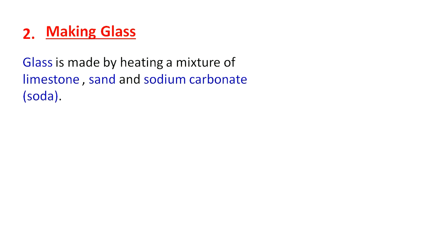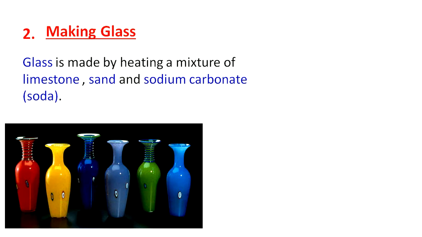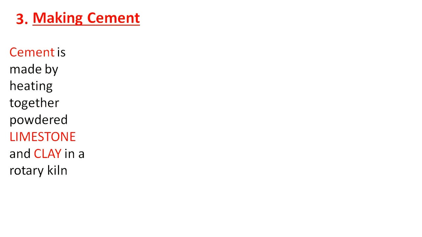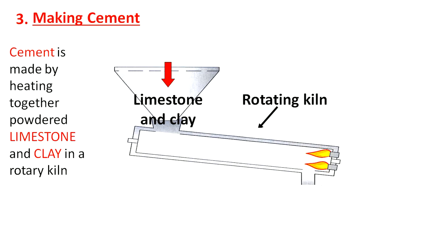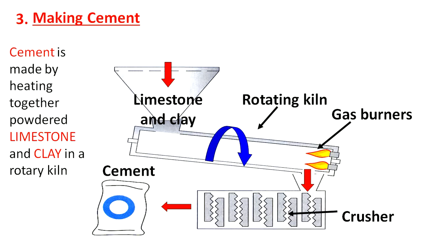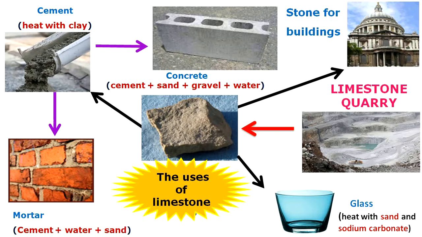Use number 2, making glass. Glass is made by heating a mixture of limestone, sand, and sodium carbonate, also known as soda. Use number 3, making cement. Cement is made by heating together powdered limestone and clay in a rotary kiln. This is a summary of the many uses of limestone.